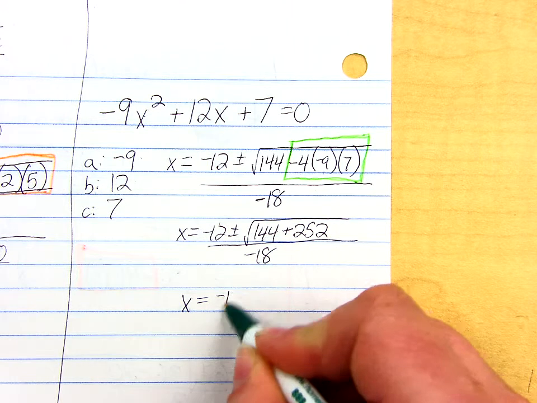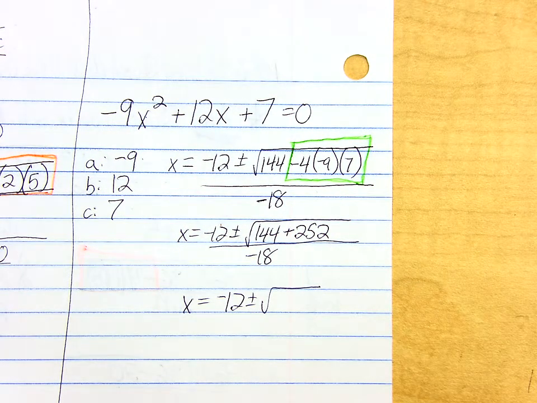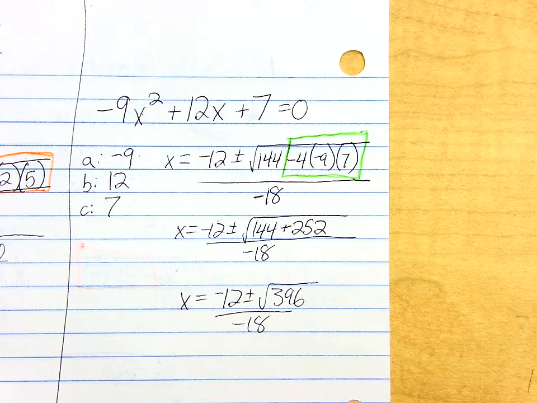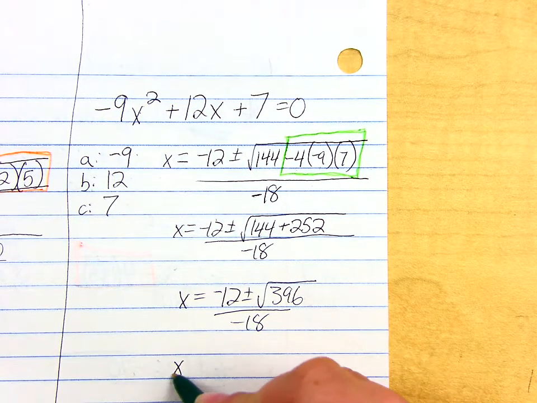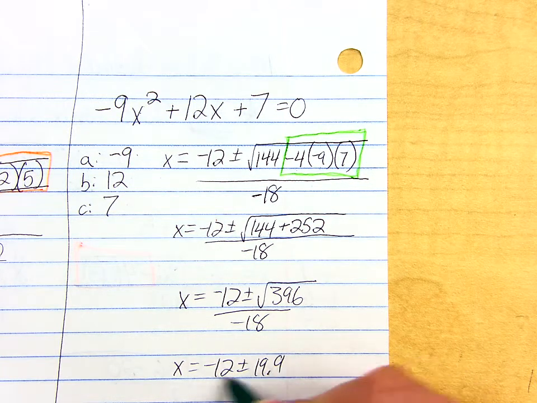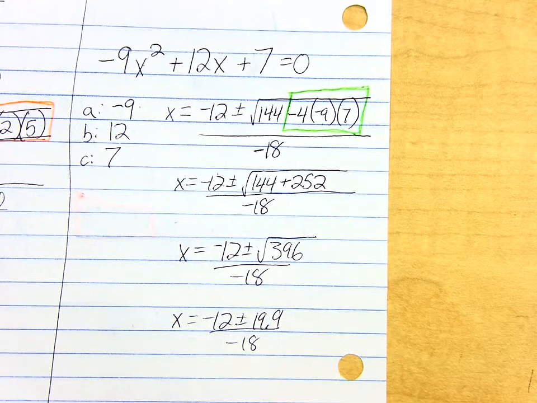All right, guys, so now we've got negative 12 plus and minus. What's 144 plus 252? 396. All over negative 18. We'll take the square root of 396, which if we round to the nearest tenth, we've got 19.9. So I've got negative 12 plus and minus 19.9 over negative 18. And now we just do our math.